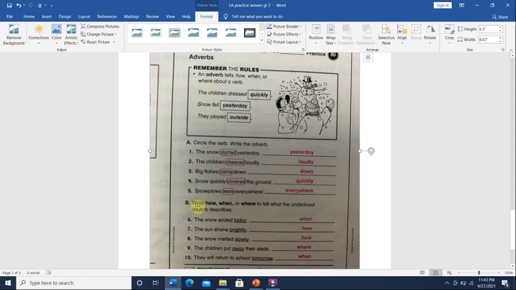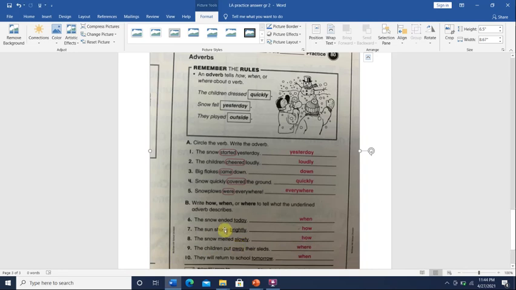Okay, next, write how, when, or where. Now it underlined for you the adverb. You will see if it tells you when or where or how. Number 6, the snow ended today. Today means when, so we will write when. The sun shone brightly. Brightly is the adverb. It shows you how the sun shone. So we write how. The snow melted slowly. Slowly is the adverb, and it shows you again how the snow melted.